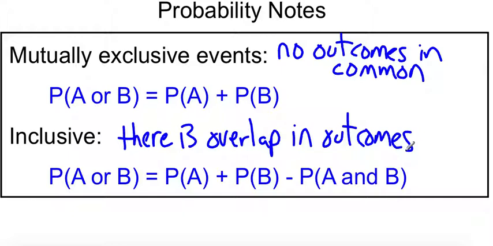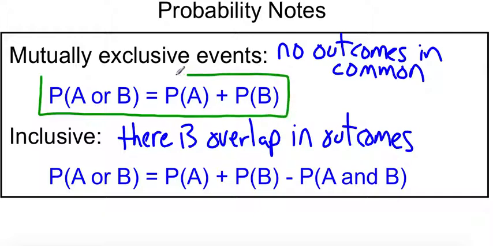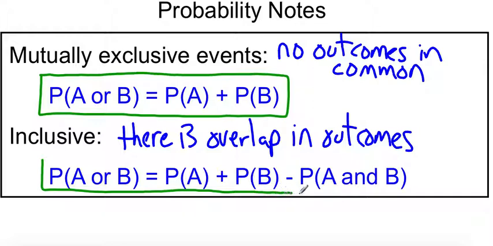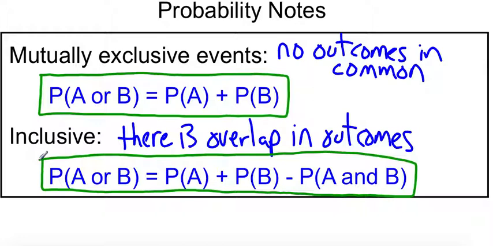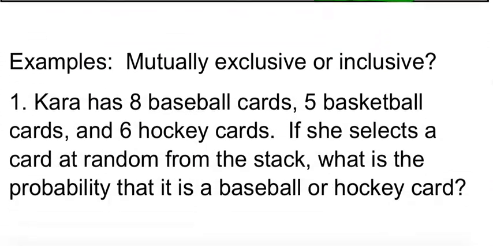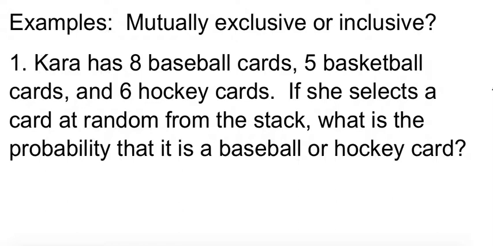If it's mutually exclusive, if they have no outcomes in common, and we want to find the probability of A or B, we just take the probability of A plus the probability of B. If they're inclusive, if there's overlap, we still take the probability of A plus the probability of B, but then we have to subtract the probability of overlap, so that we don't double count the overlap. We'll do a couple examples with this. First we're going to decide if it's mutually exclusive or inclusive, and then we'll do the probability.